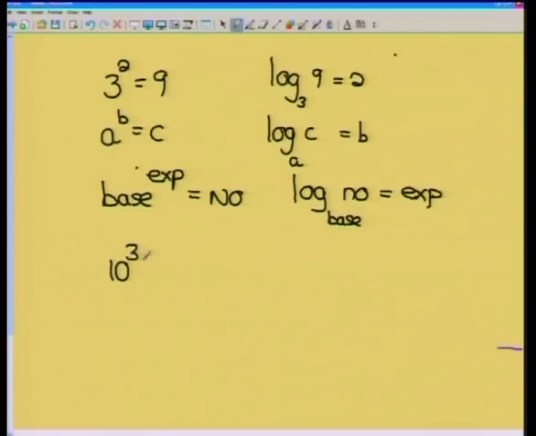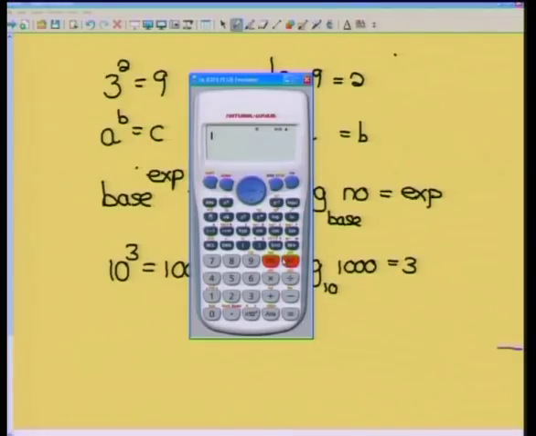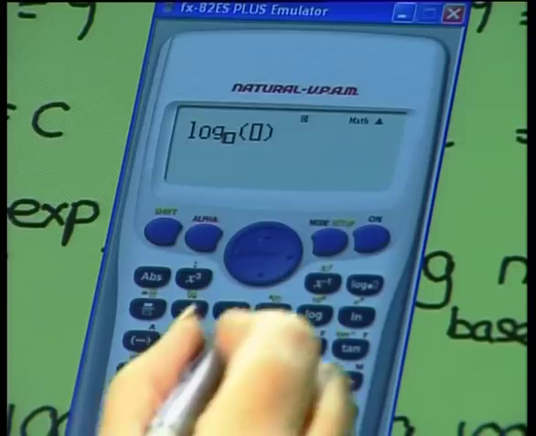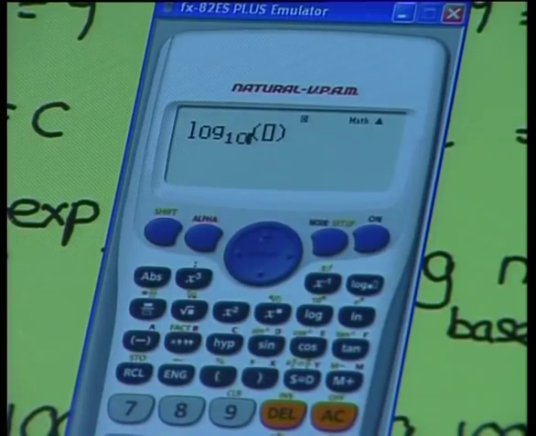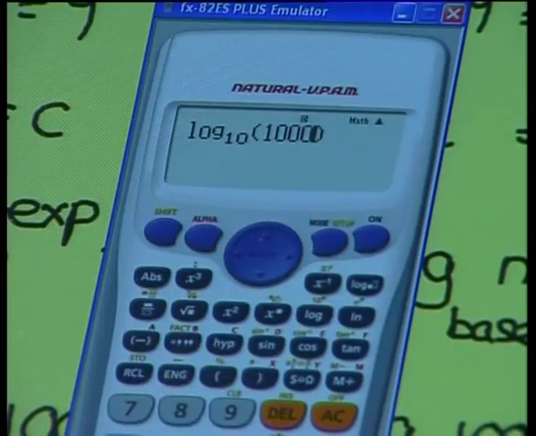Let's take 10 cubed equals 1,000. We know that that's true. So we're going to go log. What was the base of this expression? The base of this expression was 10. What is the number? The number is 1,000. And the exponent is 3. So let's pull the calculator up and see if that's true. It's clear. We're going to go to this button here again. Our base is going to be 10. And we're going to put in here 1,000. And yes, you can see that's true.